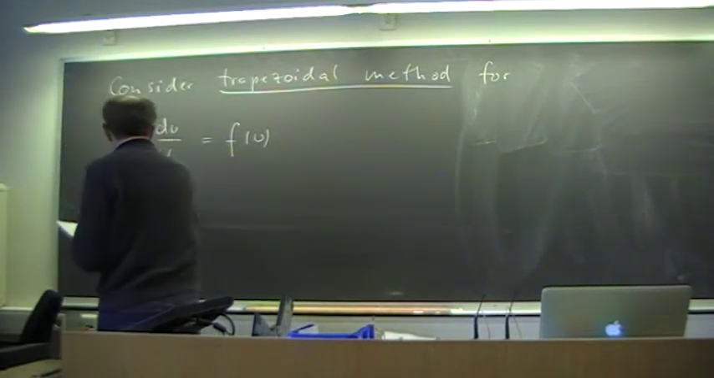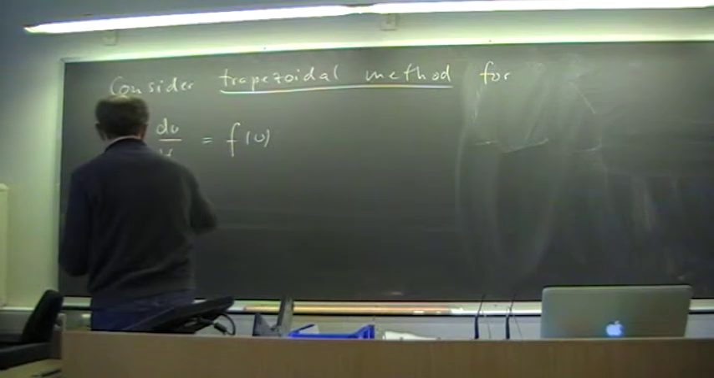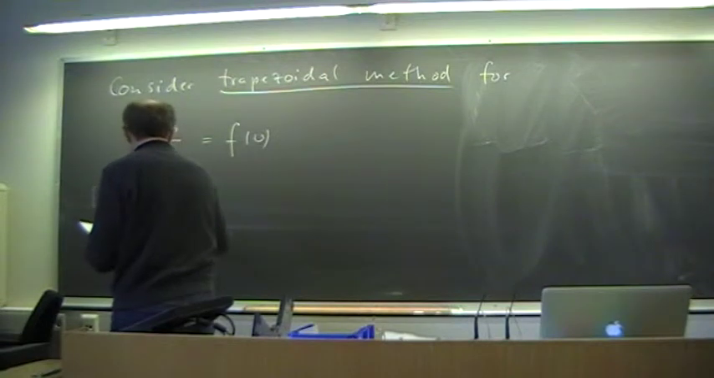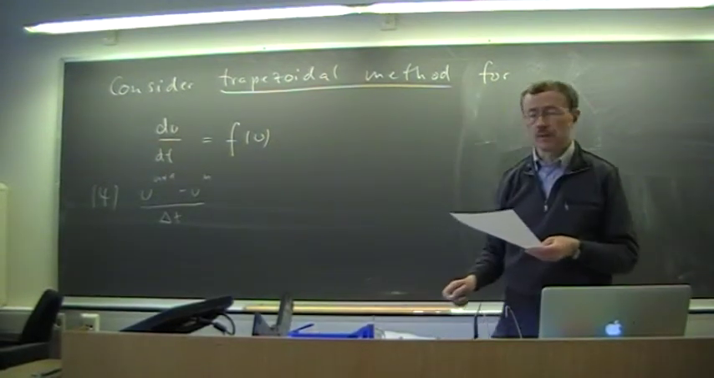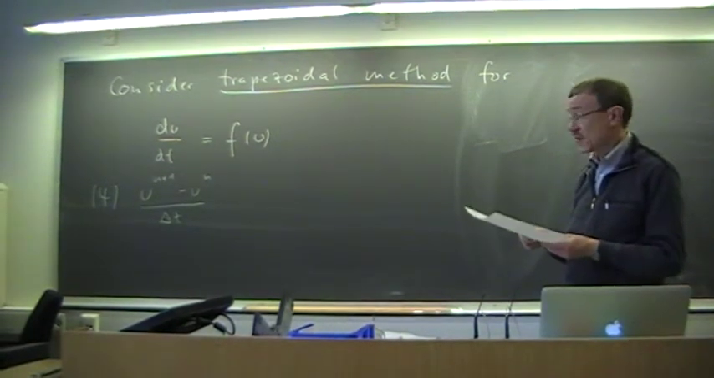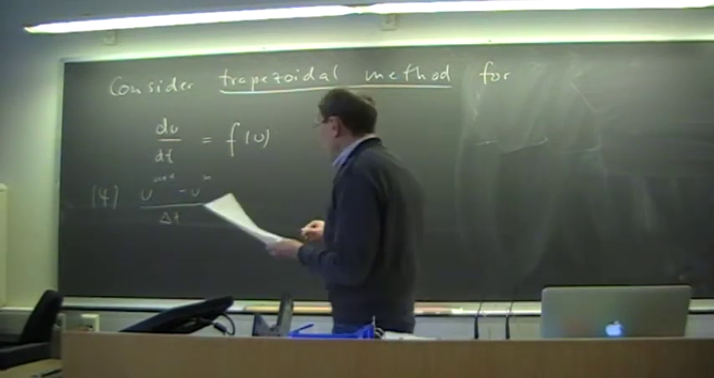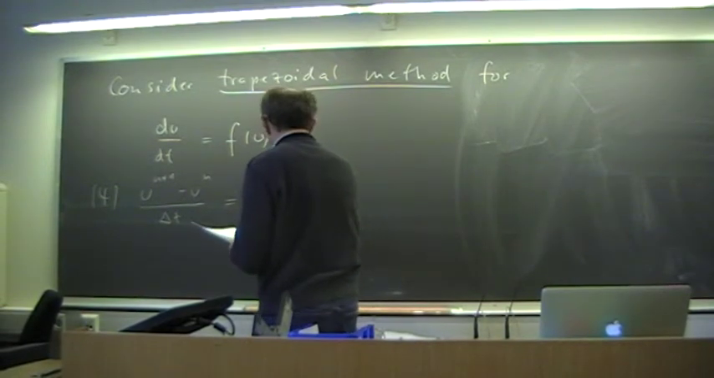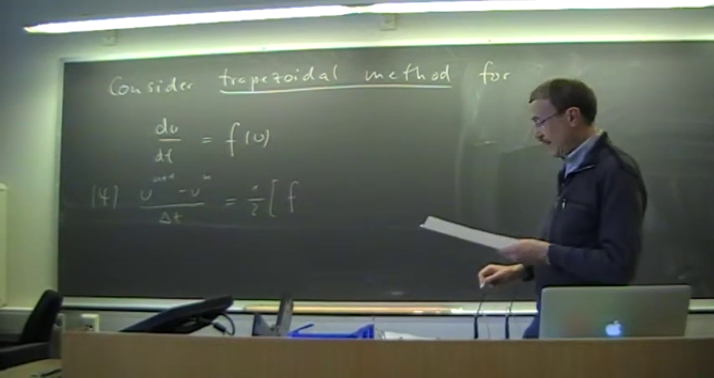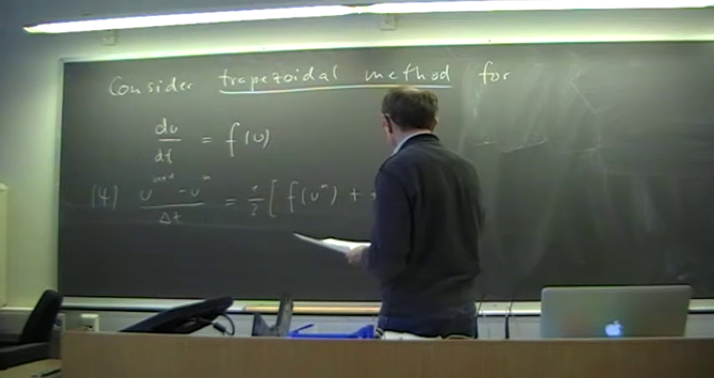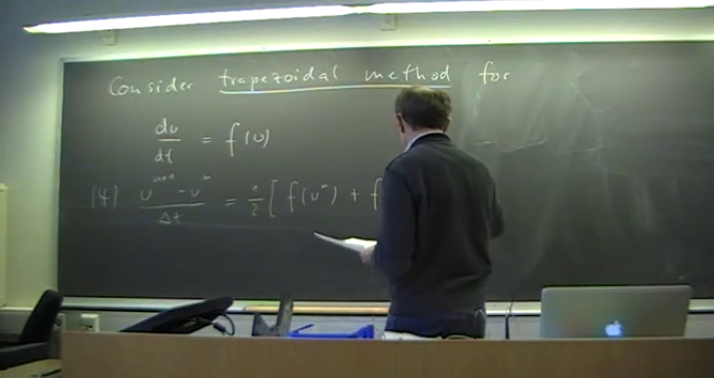We take the value at the new time level minus the value at the old time level divided by delta t. So for the analysis we simply assume that u is a scalar. We know for us it is a vector, but for the analysis it's okay to think of it as a scalar. And on the right hand side then we simply take the average of the right hand side of our ODE taken at the old time level n and at the new time level n plus 1. So that is the idea of the trapezoidal method.